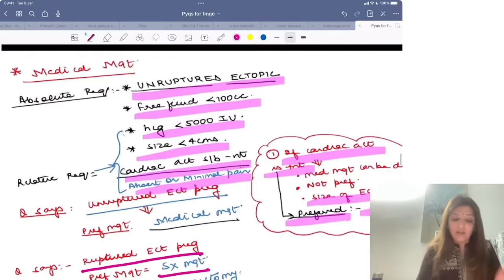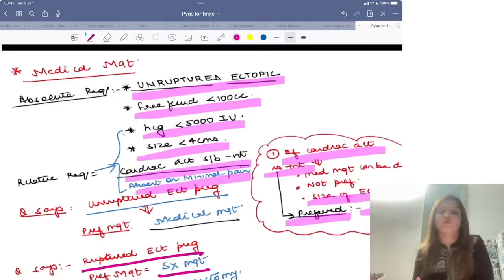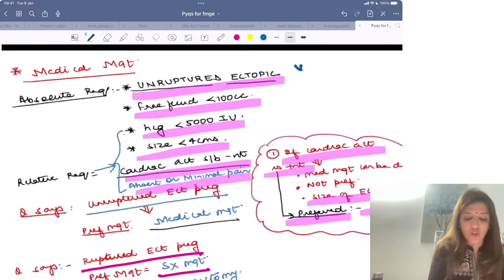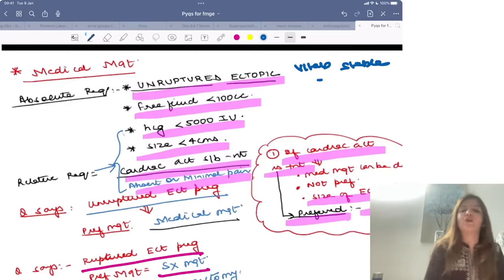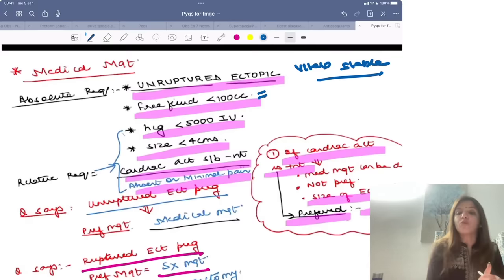Now, in case of unruptured ectopic, you have the option of doing medical management, or you can go for surgical management. Medical management we do in unruptured ectopic. You never do medical management in ruptured ectopic. And how do I come to know it is unruptured? Because the vitals of the patient will be stable. So only if the vitals of the patient are stable, and free fluid is less than 100 cc, then I am going to do medical management. Right? This is an absolute requirement: the patient's vitals should be stable, it should be a case of unruptured ectopic, and the free fluid should be less than 100 cc.